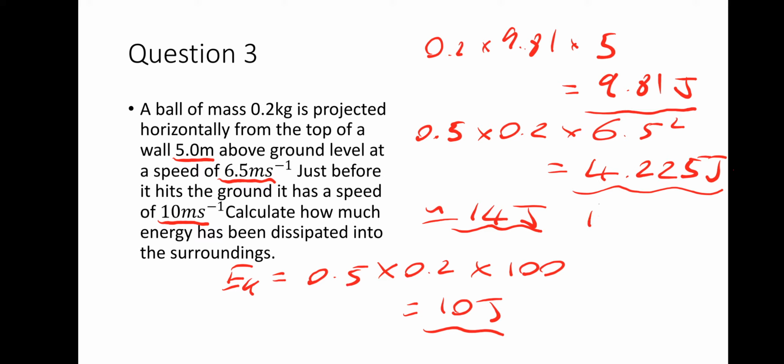So the 14 joules is the total before, and the 10 joules is the total after, and the difference between them is the energy that's been dissipated to the surroundings. So 14 take away 10 gives us 4 joules.